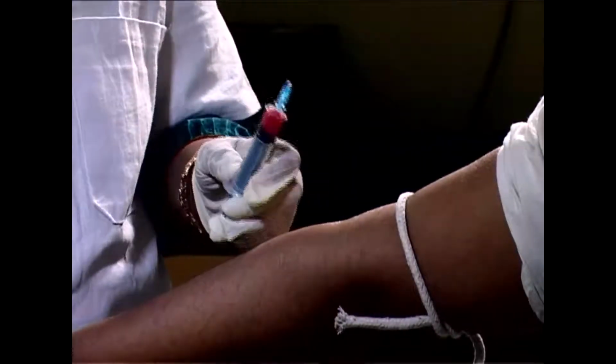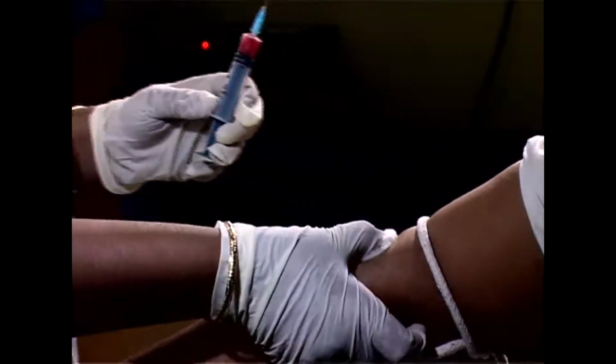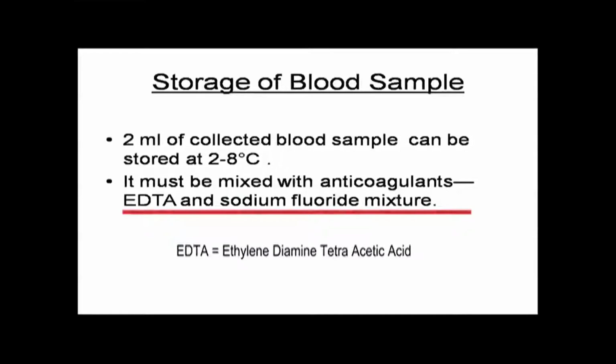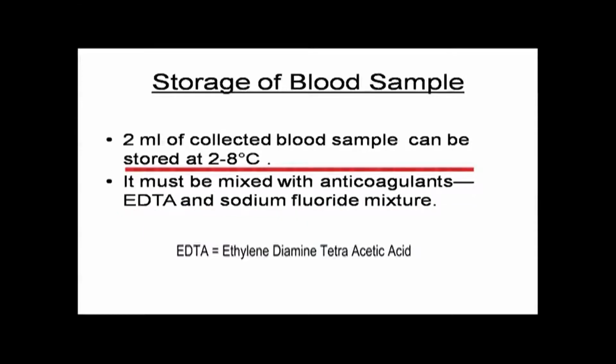The first step of the process starts with sample blood collection. Here you can see the person collecting the blood is wearing gloves. Ma'am, what is the utility of wearing gloves during sample collection? The use of gloves helps to avoid cross contamination. 2 ml of blood is quite enough to carry out the enzymatic process. Anticoagulants like EDTA and sodium fluoride will be mixed with the blood, and the 2 ml of blood will be stored at around 2 to 8 degrees centigrade in a refrigerator.